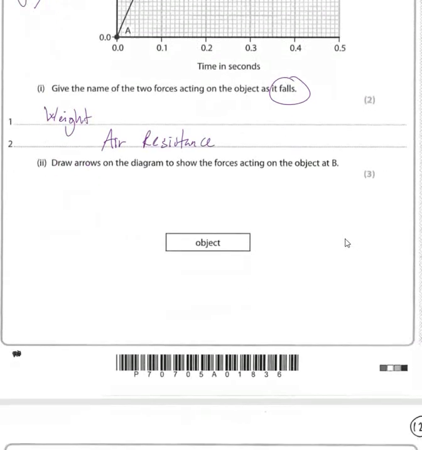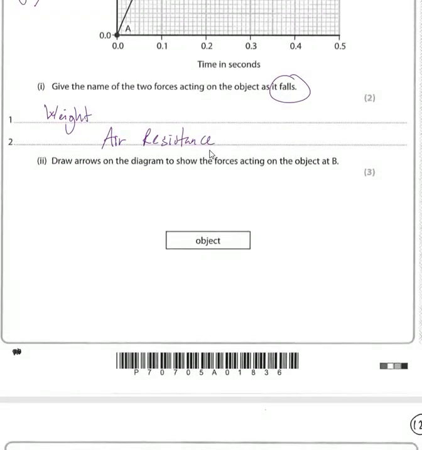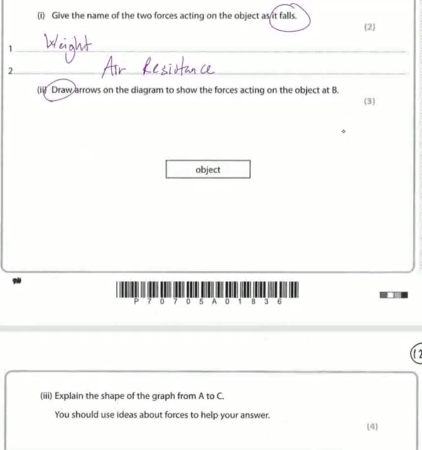Okay, air resistance, because there's air, because you're falling. Yes, you're falling through air. Okay, and now we need to draw the arrows. Just draw the arrows. So weight is always down, so from the object all the way down, that's weight. Air resistance is always against you, so it's going to be from the object against you.